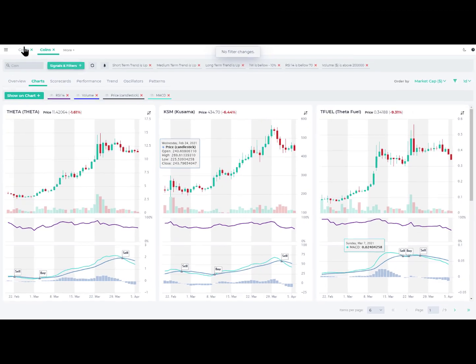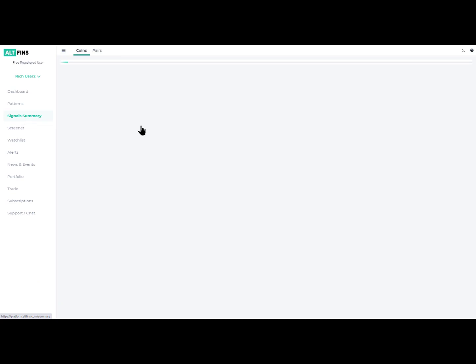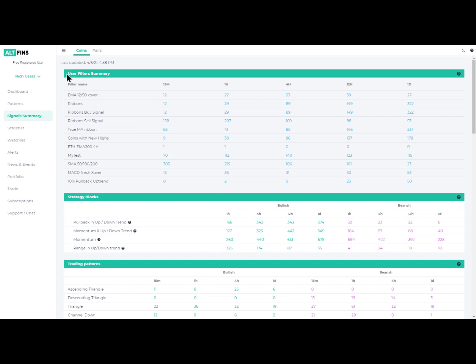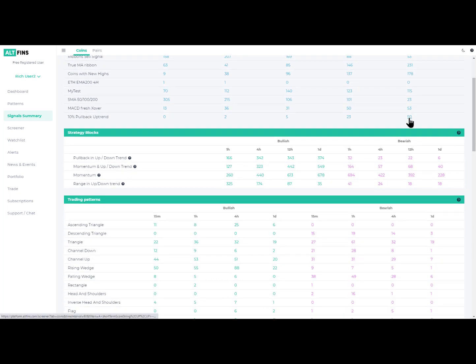And the other benefit of that is that when you go to signal summary now, you will see that filter as one of your signals. Under the user filter summary, here it is, and it even automatically calculates and scans the market with that filter to show you how many coins have that signal or satisfy that signal criteria.